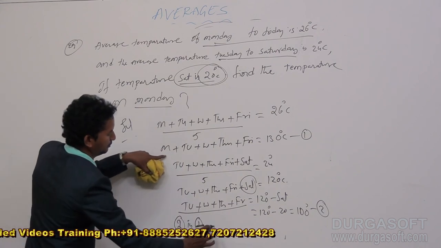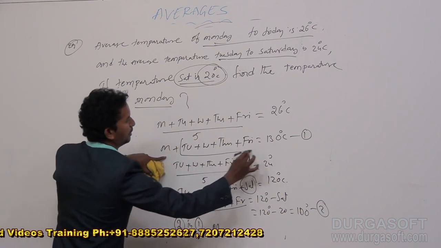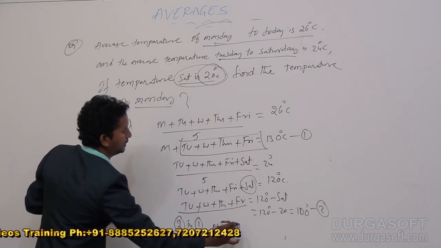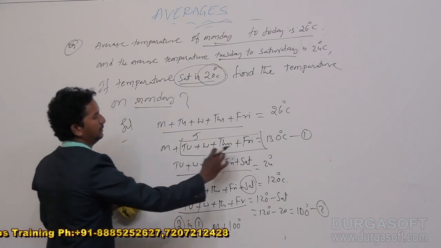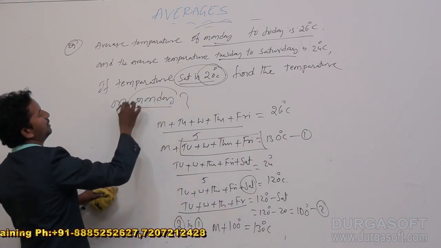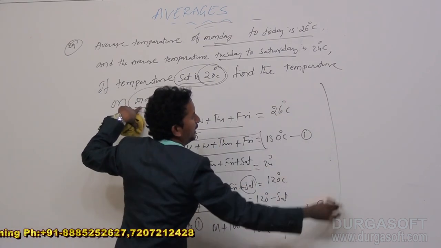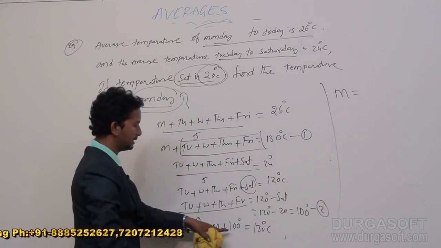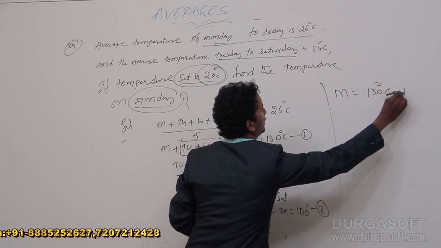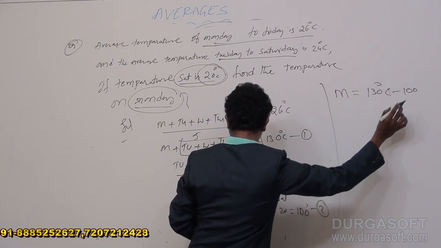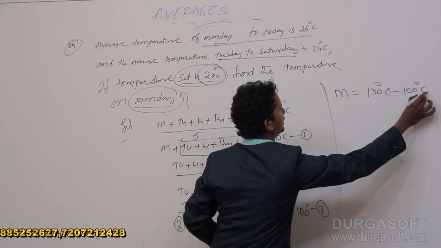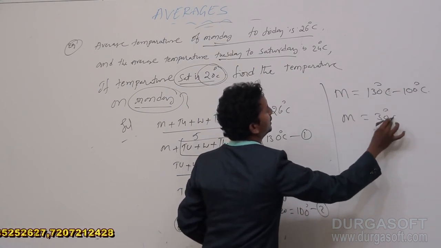Now I can get the Monday. This part is 100 degrees, plus Monday, is equal to 130 degrees. Now I want only Monday. Monday temperature can be written as 130 degrees minus 100 degrees. So Monday is equal to 30 degrees.